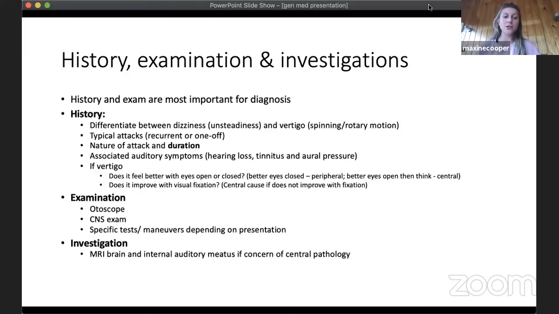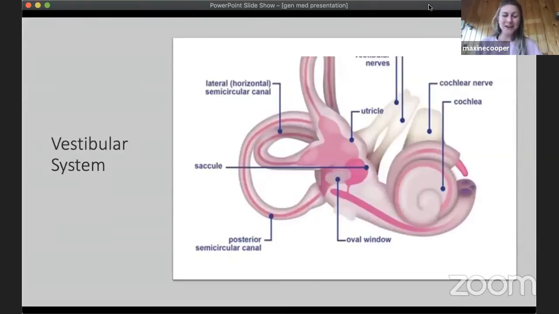In terms of examination, you want to examine the ear. You could potentially also look to do some actual proper testing, audiometry, to see if there is any hearing loss. You want to do a neurological exam, including a cranial nerve exam. And then there's also specific tests and maneuvers that I'll briefly mention that are really useful for vestibular stuff.